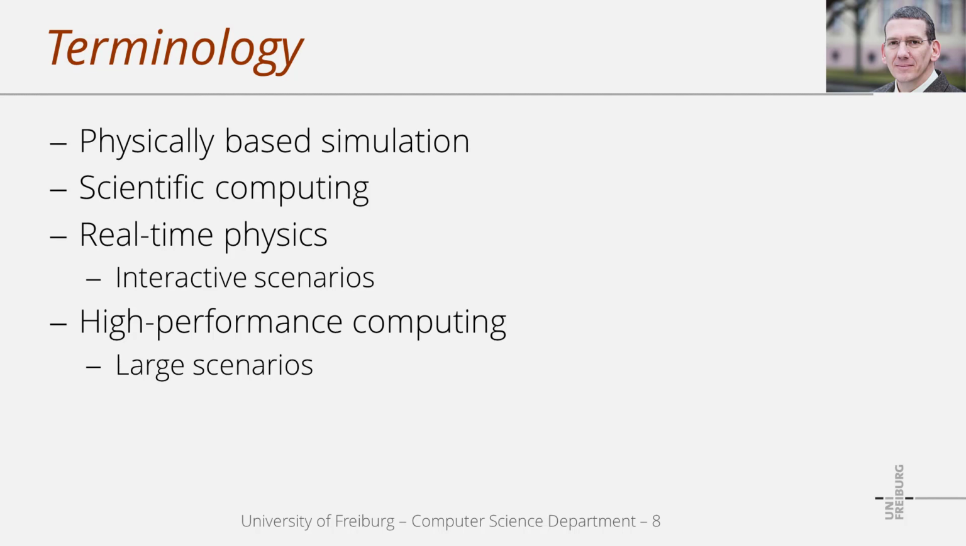In the context of games, for instance, or in medical simulators for educational purposes, there's a strong focus on speed and interactivity, which is expressed in the term real-time physics. On the other hand, our research is also used for large, highly detailed scenarios with a particular focus on accuracy, for instance in computer-aided engineering. Here our research is typically referred to as high-performance computing.